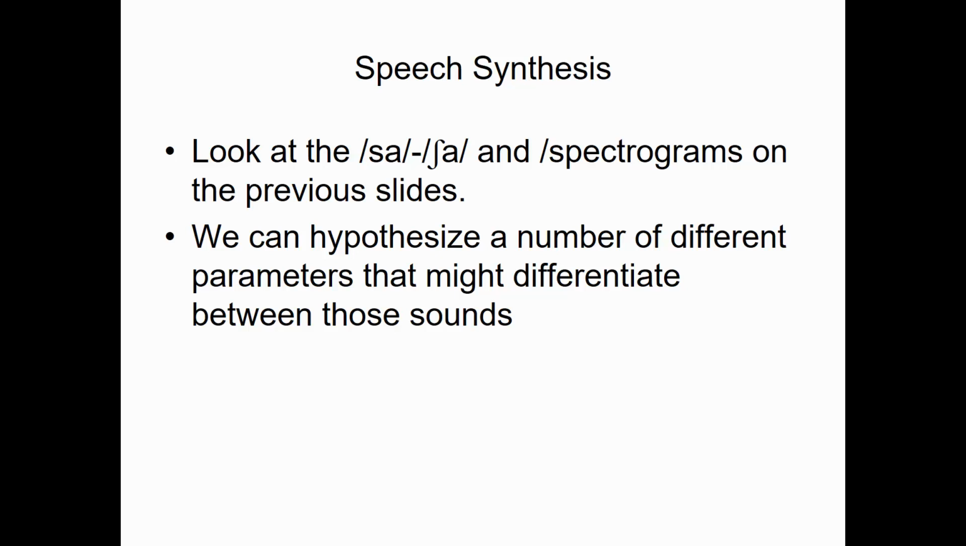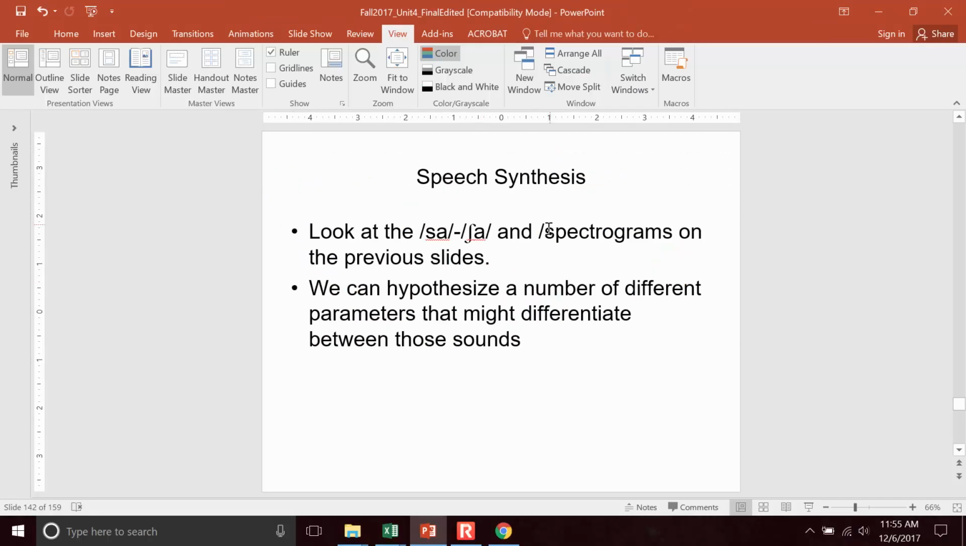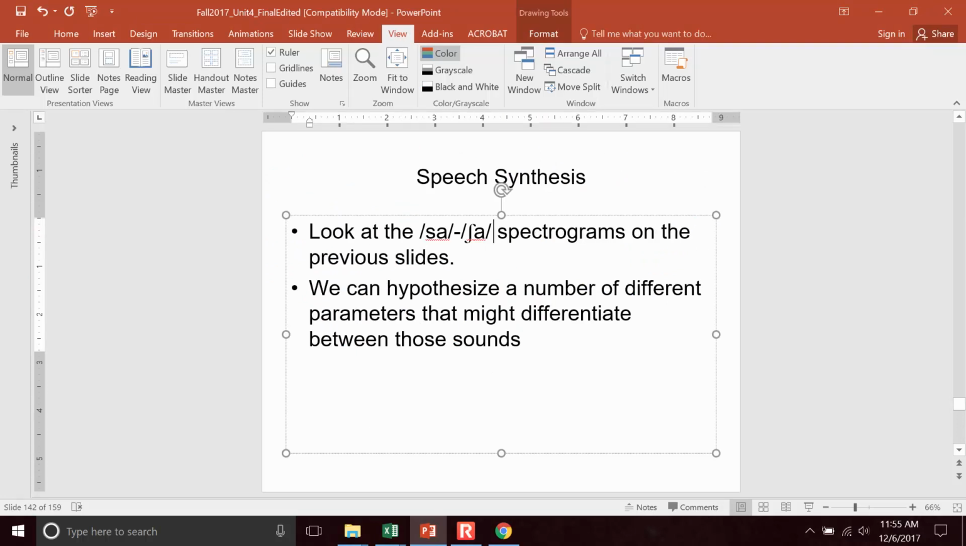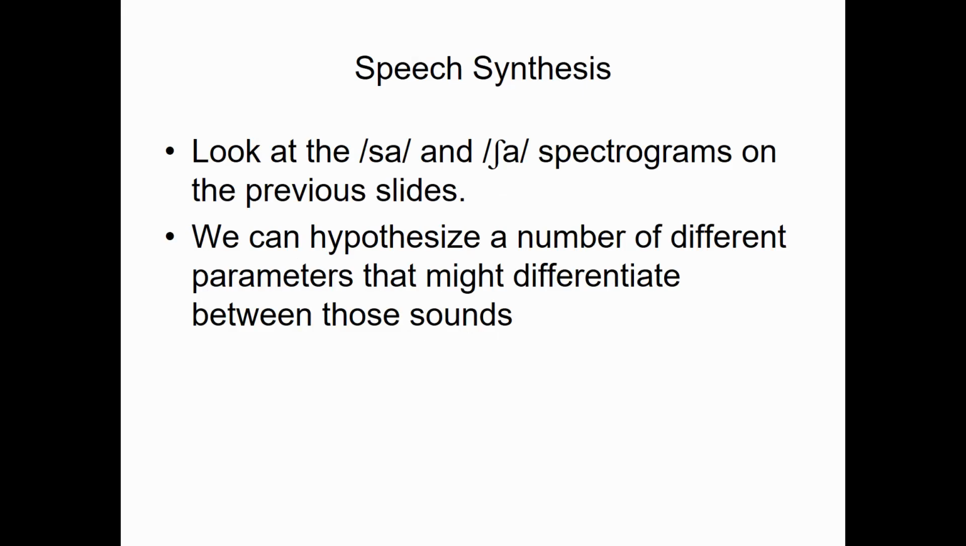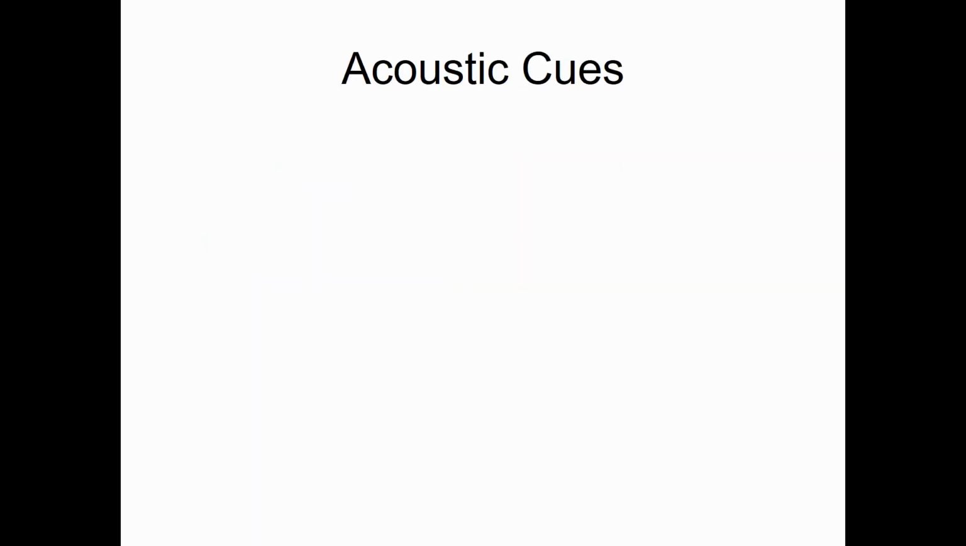So if we look at the sa and sha spectrograms on the previous slide, we could hypothesize a number of different parameters that might differentiate between those sounds, like the frication spectrum or the F2 frequency.